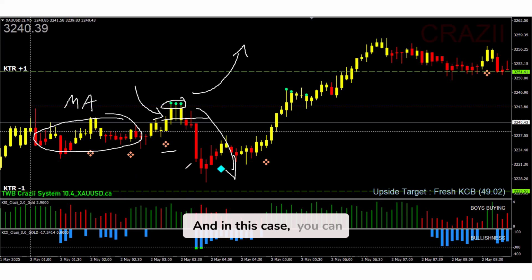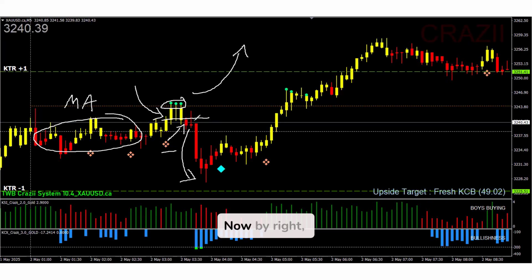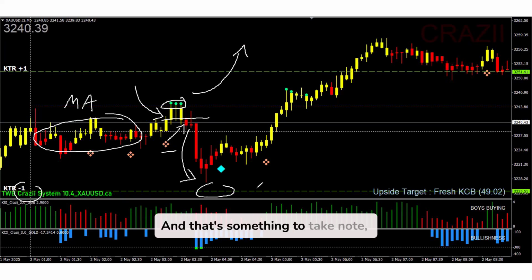And in this case, you can notice that once the market goes below the line of the diamond and it turns red color, it's time for you to sell. And truth be told, the market really fell. Now, by right, it should be able to touch the KTR -1 rather easily, but it failed to do that. And that's something to take note, guys.